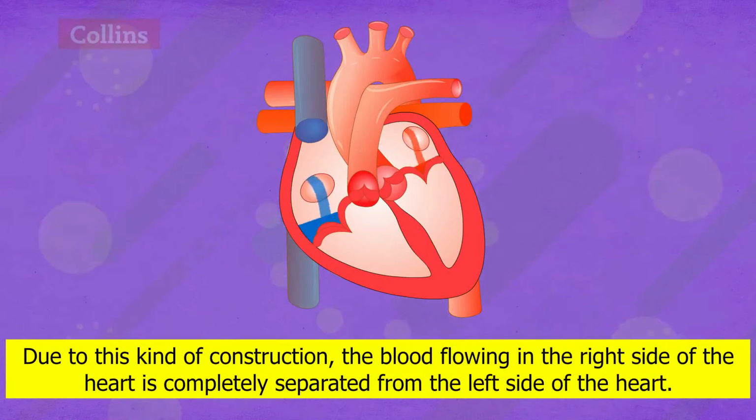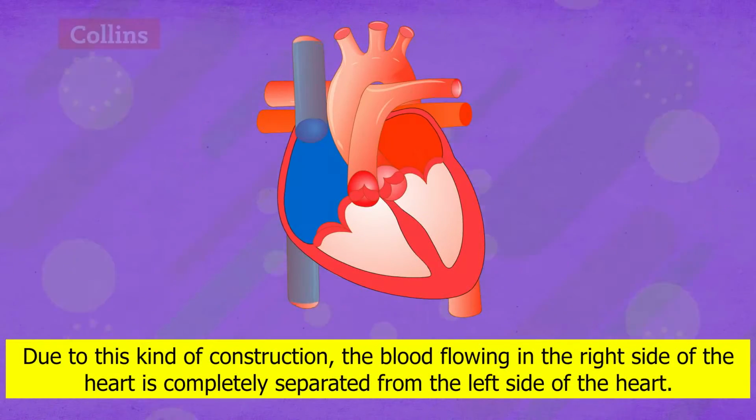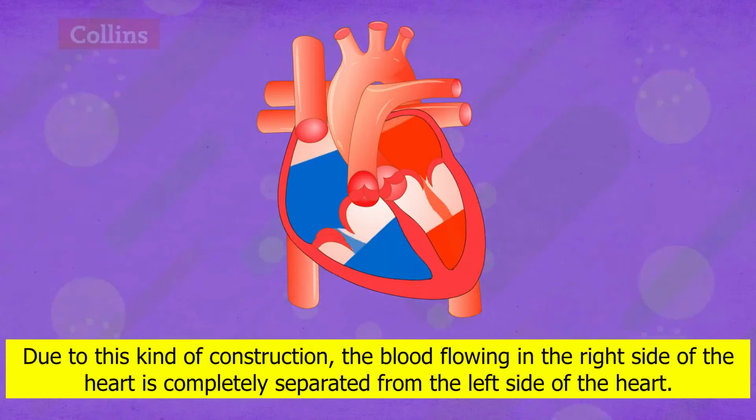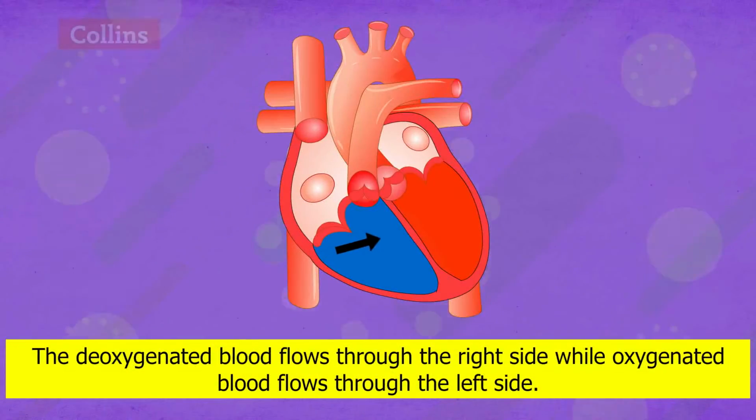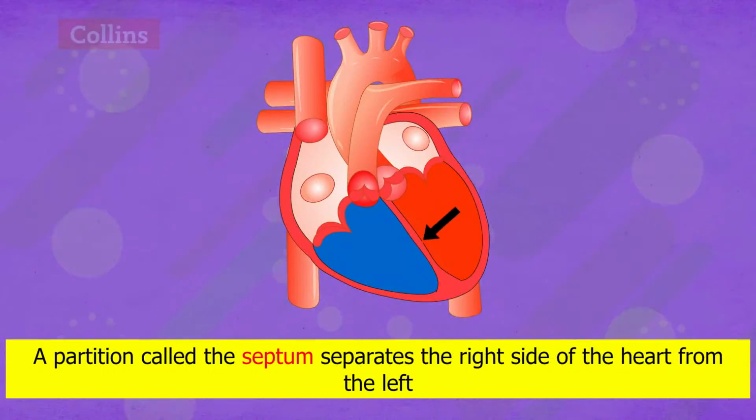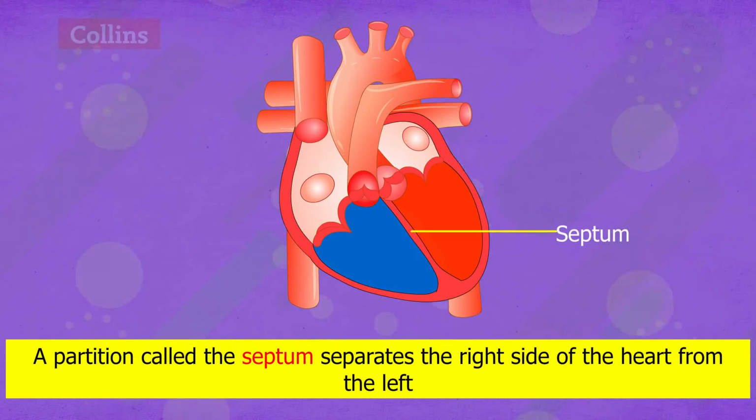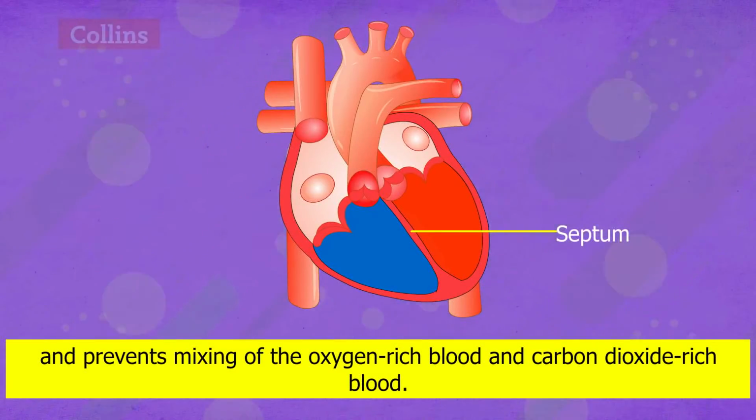Due to this kind of construction, the blood flowing in the right side of the heart is completely separated from the left side of the heart. The deoxygenated blood flows through the right side, while oxygenated blood flows through the left side. A partition called the septum separates the right side of the heart from the left and prevents mixing of the oxygen-rich blood and carbon dioxide-rich blood.